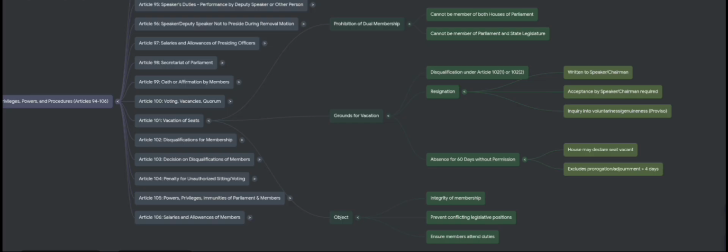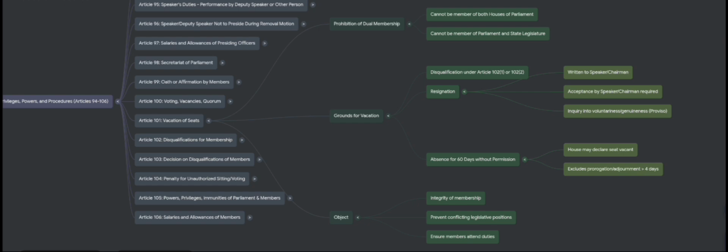Why this strict separation? It seems quite absolute, preventing any overlap. It's fundamentally about ensuring full dedication to one legislative body. It prevents potential conflicts of interest or divided loyalties. It ensures that our representative can focus solely on their given mandate, whether it's at the national level in Parliament or at the state level, providing better, more focused representation for their constituents without their attention and responsibilities being split.